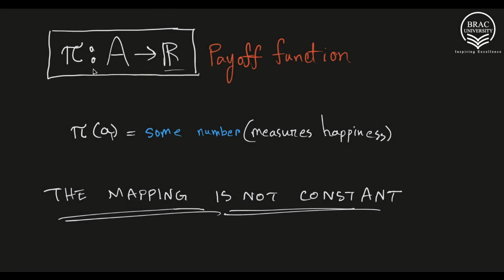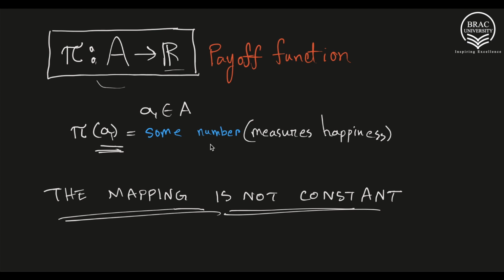So in the previous video, we have defined what a payoff function is. A payoff function is a mapping from the action set, that is the set of all possible actions by a player, to the set of real numbers. So this mapping assigns a numerical value to every possible action of a player. Here A1 belongs to action set A, and this number represents the happiness of that player. So the higher the amount of the payoff, the happier the player is.